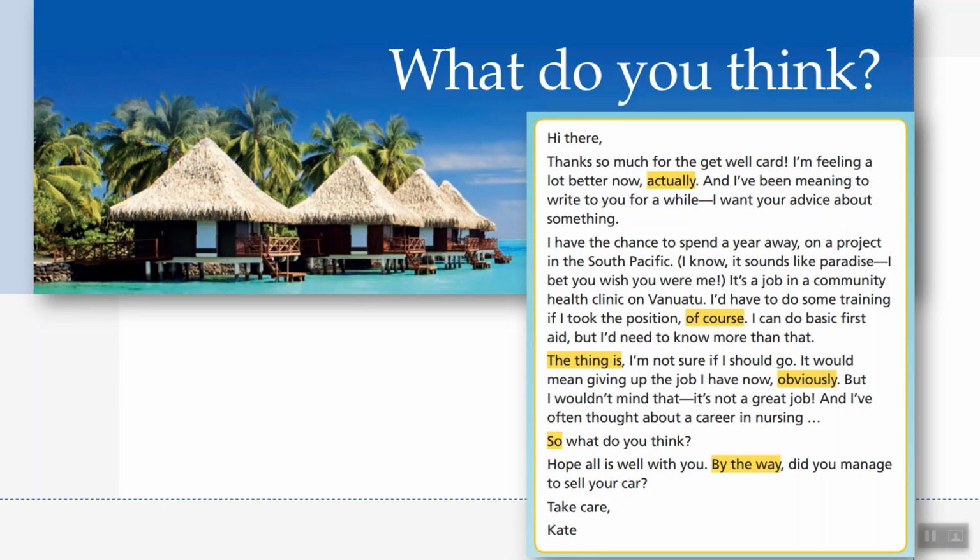It's a job in a community health clinic in Vanuatu. I had to do some training if I took the position, of course. I can do basic first aid, but I need to know more than that. The thing is, I'm not sure if I should go. It would mean giving up the job I have now, obviously. But I wouldn't mind that. It's not a great job.